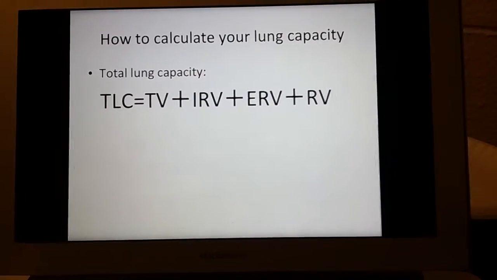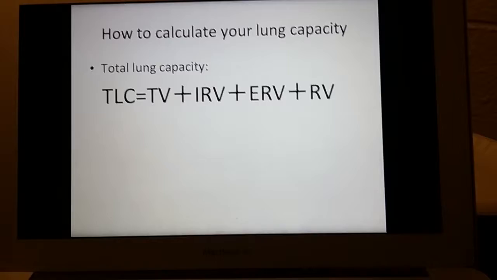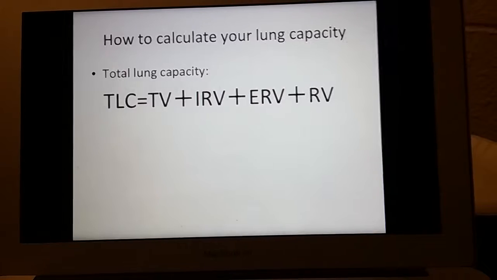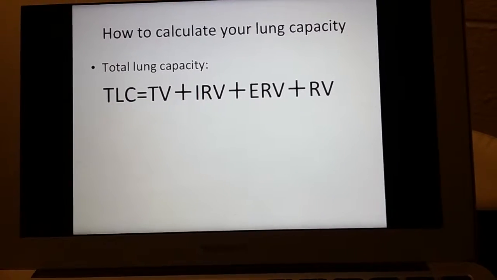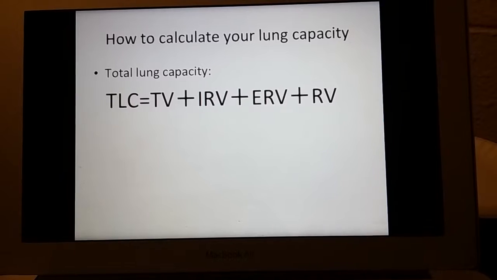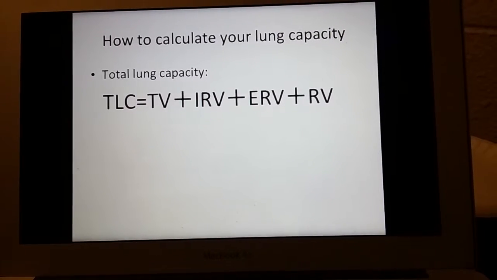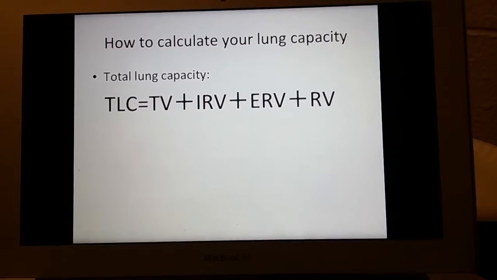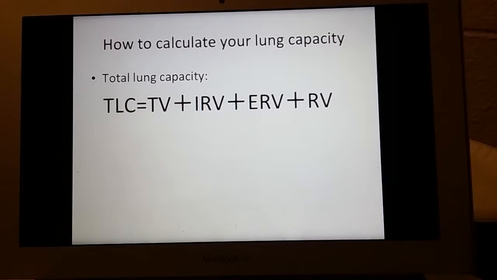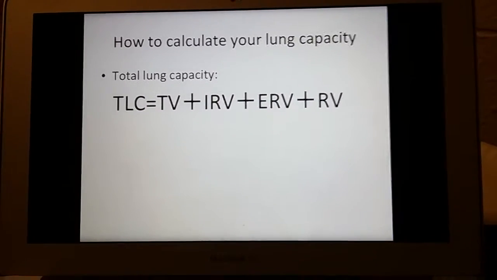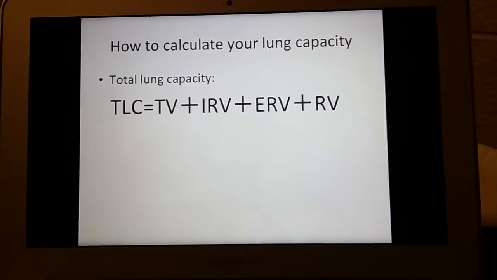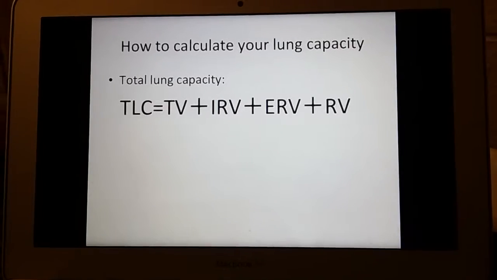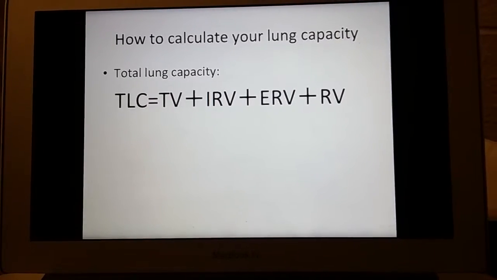How to calculate your lung capacity. Total lung capacity is the volume in the lungs at maximal inflation, the sum of VC and RV. Tidal volume is the volume of air moved into or out of the lungs during quiet breathing. TV indicates a subdivision of the lungs. When tidal volume is specifically measured, as in gas exchange calculations, the symbol TV or VT is used.